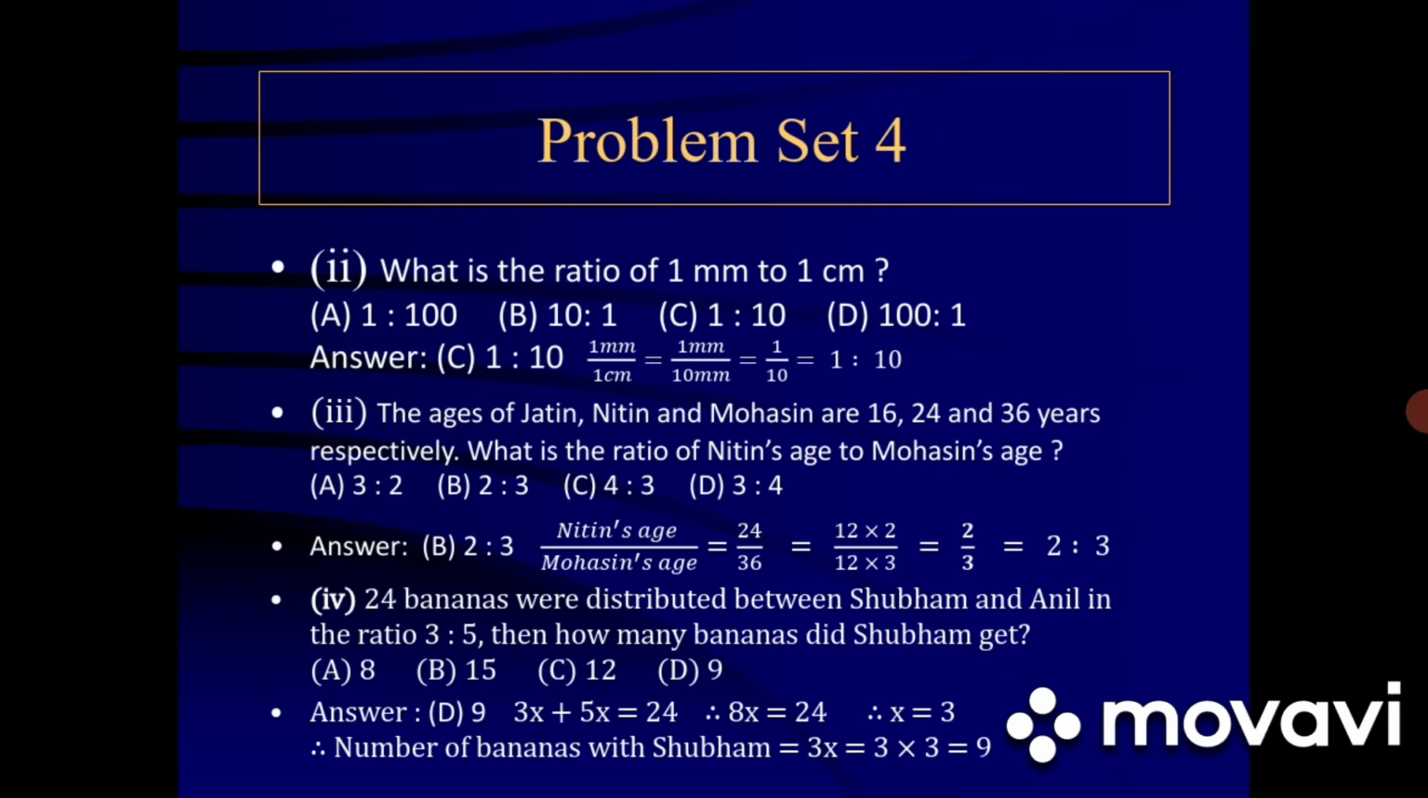Therefore, the number of bananas with Shubham is equal to 3 into x, that is equal to 3 into 3, and that is equal to 9. Therefore, the correct answer is option D, 9.